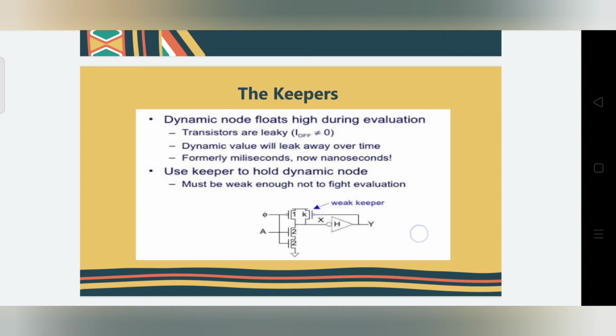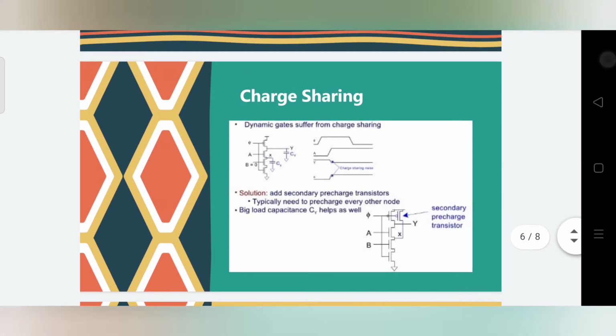Next one is charge sharing. Dynamic gates suffer from charge sharing. Charge sharing can be overcome by adding secondary pre-charge transistors. Typically you need to pre-charge every other node. A big load capacitance CY helps as well. Here the secondary pre-charge transistor is noted.